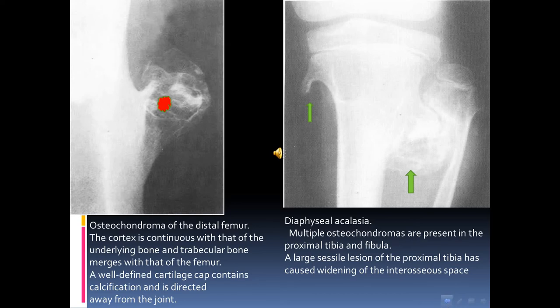Osteochondroma which is seen in the knee joint here, when seen just in the upper tibia and projected away from the knee joint, while the other is seen in between the tibia and fibula. It is widening the space in between the tibia and fibula. If we have two or more exostoses or osteochondromas, it is called diaphyseal achalasia.